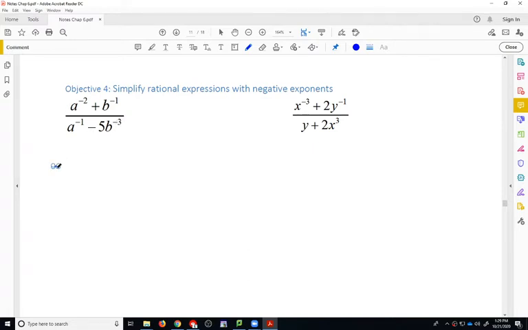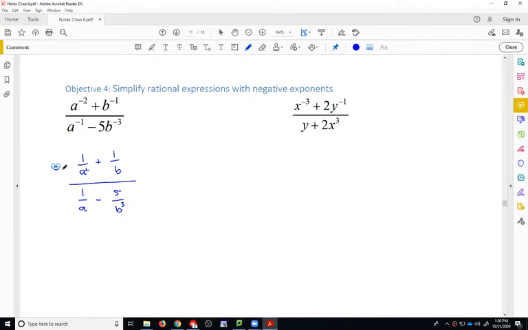So the first step with this, which is probably the most difficult step for people, is just to rewrite these with positive exponents. And the way to do it is just to make them their own little fraction. So to make a to the negative 2 a positive exponent, you just go 1 over a squared, plus b to the negative 1 would be 1 over b to the positive 1, all over 1 over a minus, now the 5 doesn't have a negative exponent, so it's going to go on the top, and then the b has a negative exponent of 3, so it's going to be b cubed.